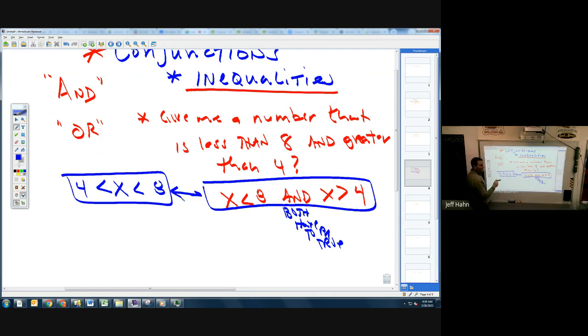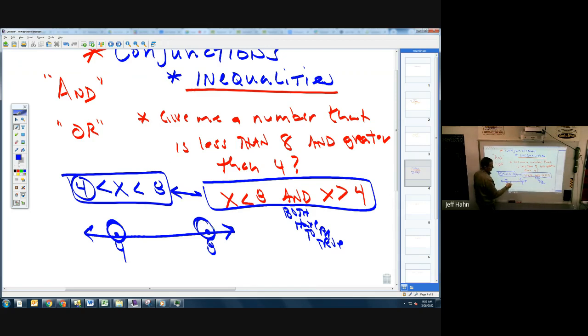Now, if you were to graph that, watch how easy this is. I know I have these numbers here. So there's a dot at 4 and there's a dot at 8. The question is, are those going to be open dots or closed dots? There's no equal sign here, so it starts at 4, but it doesn't include 4, and it goes to 8, but it doesn't include 8. And then you color in the middle, which is what we said. X could be 5, it could be 6, it could be 7. It could be 4.2, it could be 4.9, it could be 7 point whatever. It just cannot be 8.